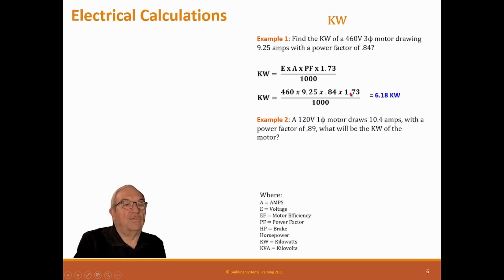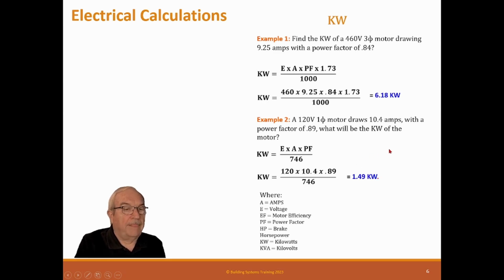A 120 volt single phase motor draws 10.4 amps with a power factor of 0.89. What will be the kW of the motor? So the kW is E times A times power factor divided by 746. So it's 120 times 10.4, which is the amps, times 0.89, which is power factor, divided by 746, which is 1.49 kW.